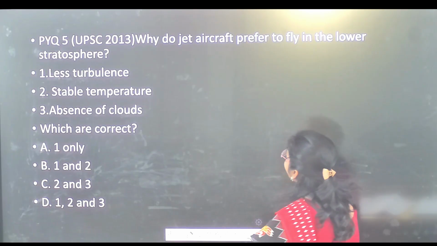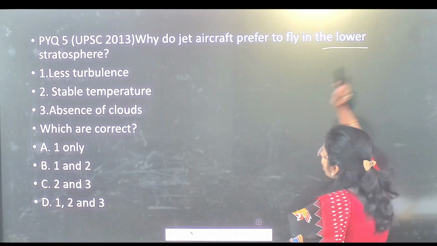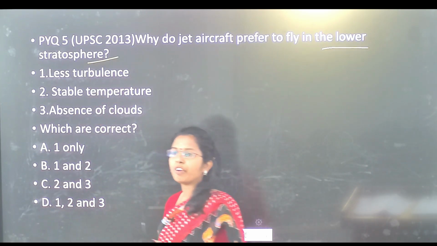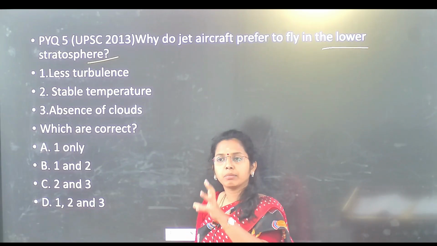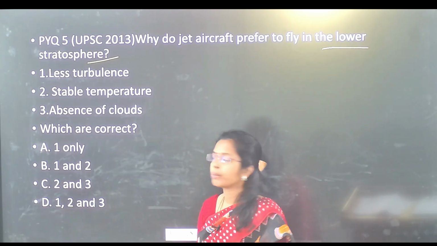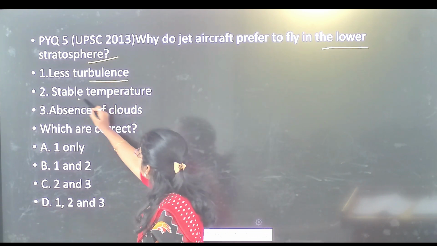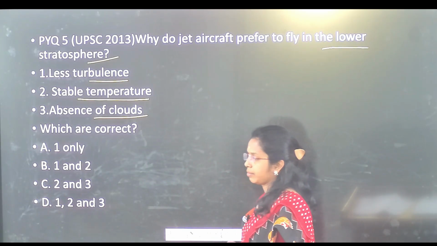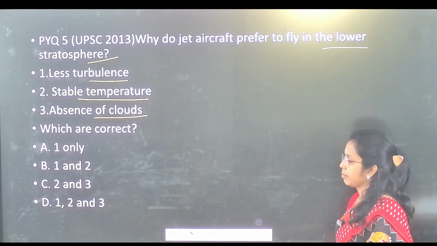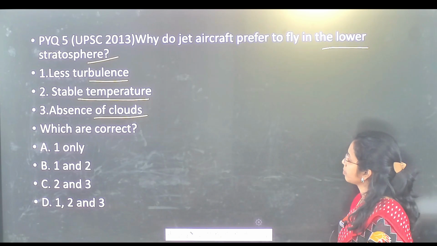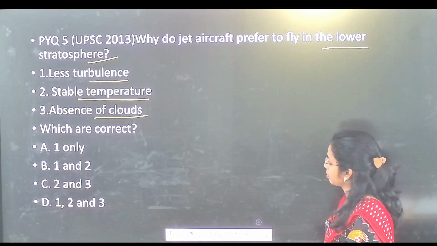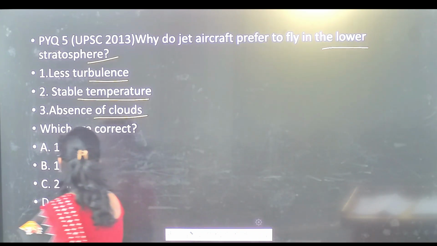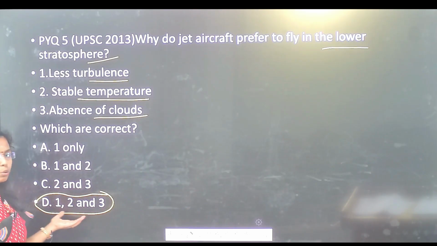Next, why do jet aircraft prefer to fly in the lower stratosphere? They are asking about reasons. UPSC never asks where the jet streams fly, in which layer, but most of the time they will ask why, how. Less turbulence, stable temperature, absence of clouds. Answer is absence of clouds also. 1, 2 and 3.